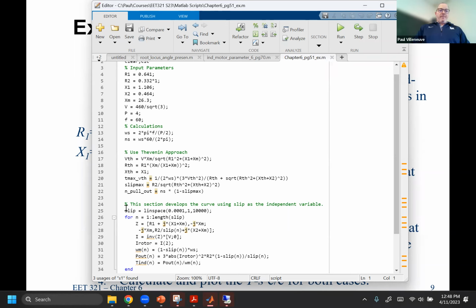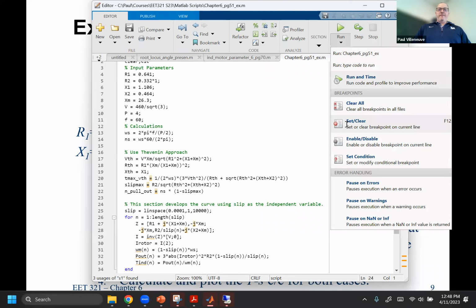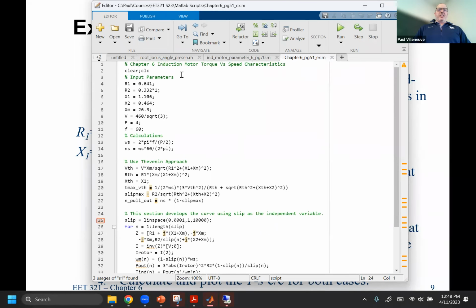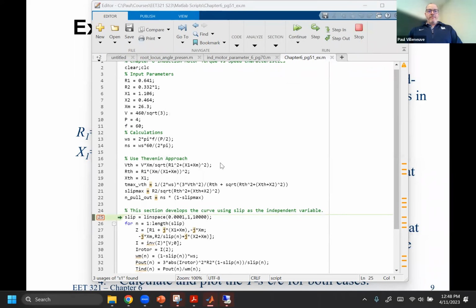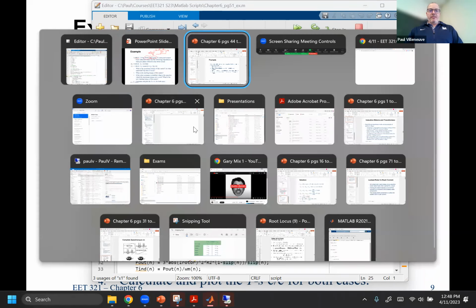So what we've done to this point is we've implemented exactly what we did in the problem. So I'm going to go ahead and set a breakpoint to here. And remember, there's nothing up my sleeve. Clear, CLC. So I'm going to run, and bring up my results. Where are my results? Here.